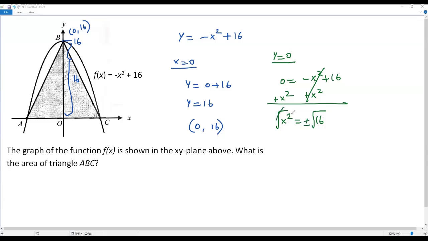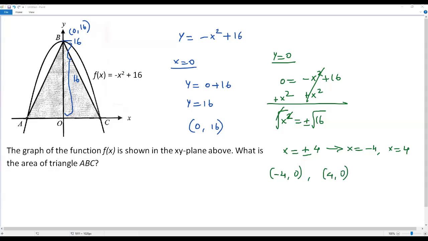Here on the left side, the square root and square will cancel out. We just get x equals positive or negative square root of 16, and the square root of 16 is 4. I'm getting two values for x. One is x equals negative 4 and the other is x equals positive 4. Already we know that y equals 0. Then we get (-4, 0) as one of the x-intercepts. The other x-intercept is (4, 0).